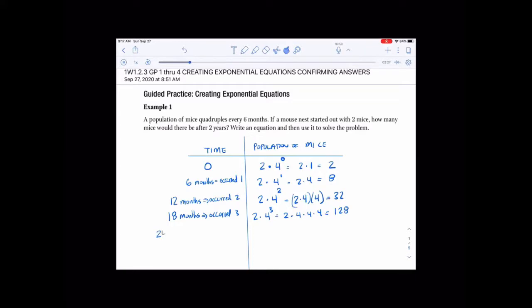After 24 months, this has occurred 24 over 6 months' time, which is 4 times. So our equation becomes 2 multiplied by 4 to the 4th power, which is taking the fact that we had 128 mice after 18 months, and we're quadrupling that. So our final product would be 2 times 4 times 4 times 4. That's what it was at 18 months, multiplied by 4 one more time. So it becomes 512 mice. So yes, that confirms our answer.